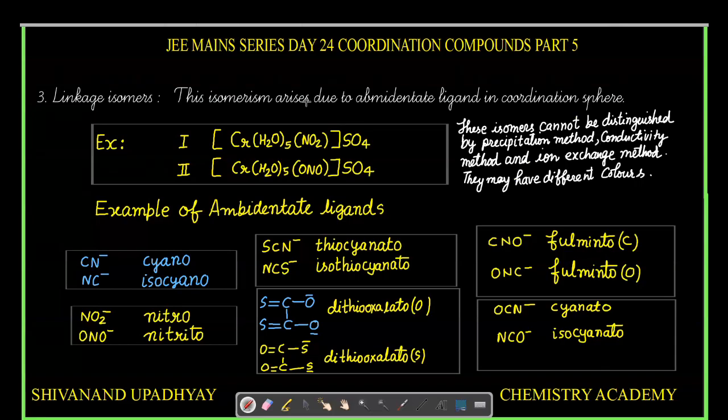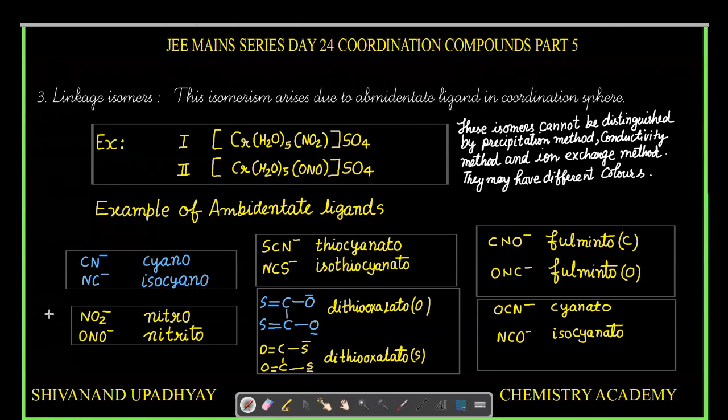This isomerism arises due to ambidentate ligand in the coordination sphere. So what do you know about ambidentate ligand? Because in an ambidentate ligand, there are two donor atoms, but at a time only one donor atom is attached with the central atom. Like here, CN minus, here carbon is going to attach with the central atom. So it is known as cyano. When we are writing in this form, it means nitrogen is going to attach with the central atom. It is known as isocyano.